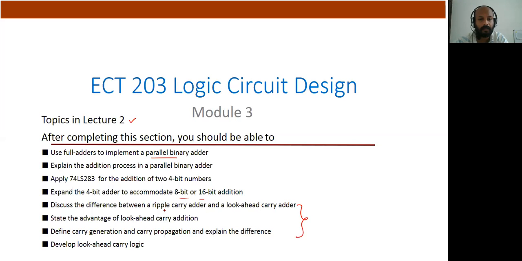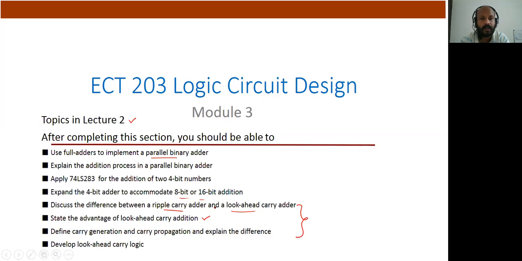And the next topics are very important. They're called ripple carry adder and look ahead carry adder. First we will discuss the difference between these two, and we'll discuss the advantage of look ahead carry adder, and finally the circuit to perform a look ahead carry operation.